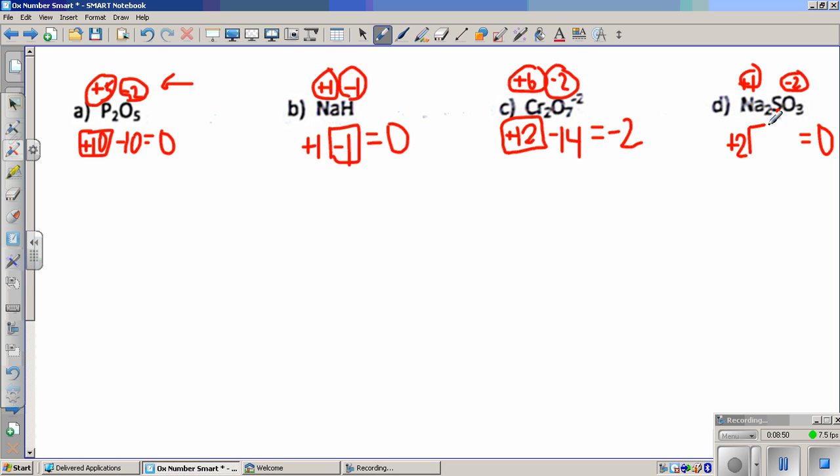Sulfur, I don't know. And then oxygen, there's 3 at -2, so that would be a -6. So +2 and -6 gives me a +4 for sulfur, like that. Okay, so sulfur should be a +4. Oh my gosh. I hope your paper looks better than mine.